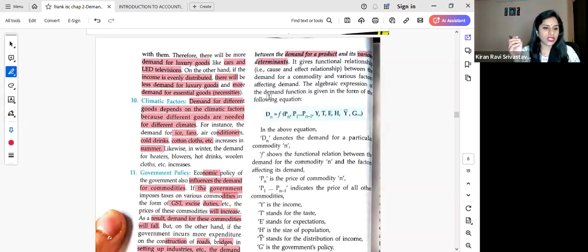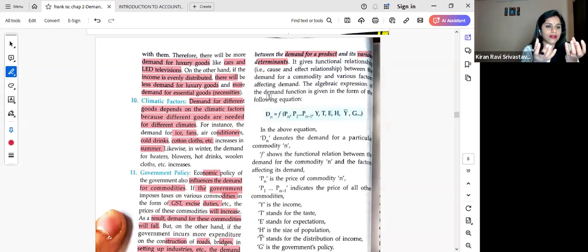What is demand function? A demand function is a function that explains the relationship between what? Between demand for a product. You should not write here just demand. If you don't write the word product, then it makes no sense and your definition will be wrong. So you have to write that there are two things. It explains the relationship between demand for a product, and product means goods and services both, and various determinants.